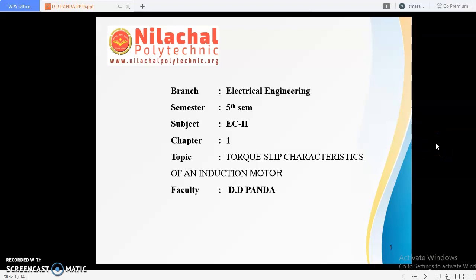Hello everyone. Today we will discuss Chapter 1, three-phase induction motor, and the topic covered is the torque slip characteristics of an induction motor.